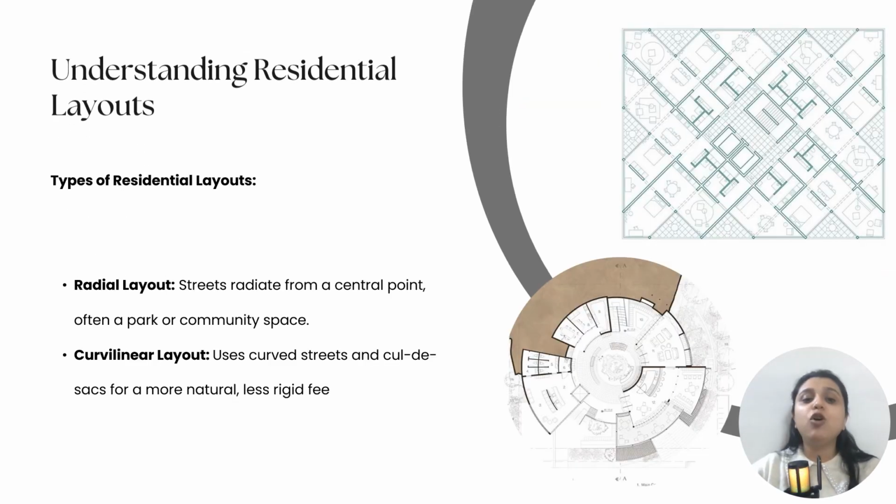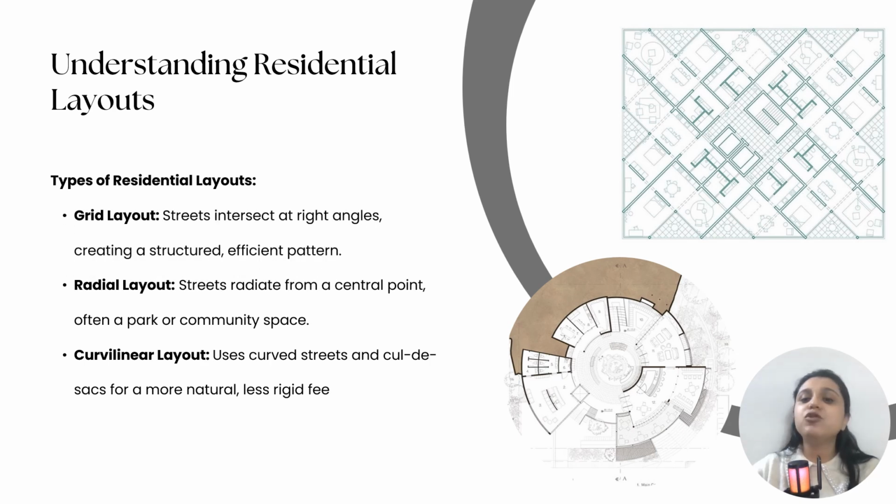Coming back to the types of residential layouts, there are different types of residential layouts available, like how people have planned different societies. Number one is the grid layout. Here the streets intersect at right angles, creating a structured, efficient pattern, just like the one that you see on the top right corner. These are the kinds of layouts that we refer to as grid layouts.